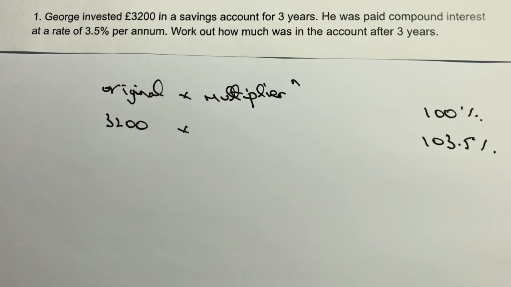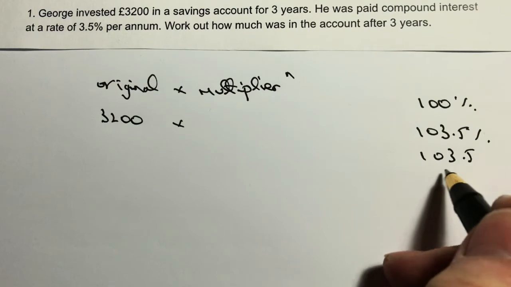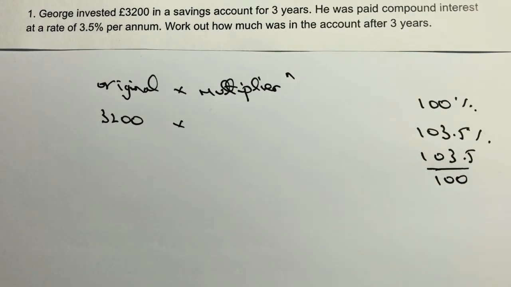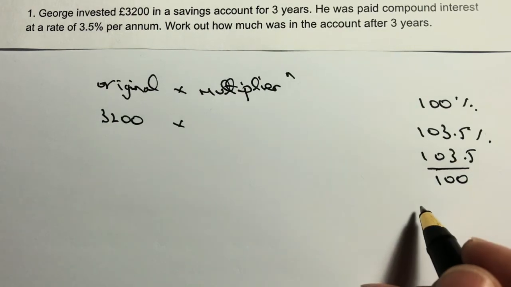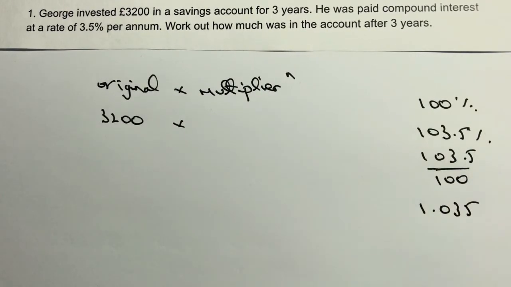So let's just have a look at that for a minute. 103.5% is exactly the same as saying 103.5 divided by 100, because remember that percent means out of 100. So let's just use that and move the decimal point a couple of places. So in other words, we can write 103.5% as a decimal 1.035, and that's the multiplier that we're going to use within this particular formula.